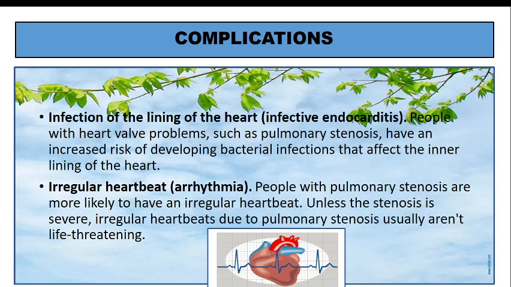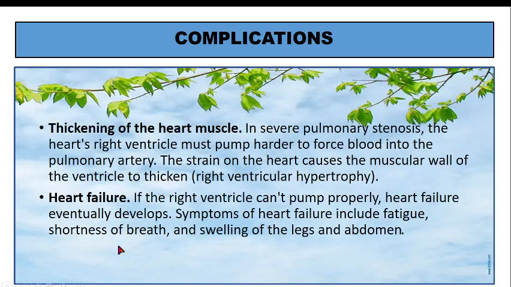Arrhythmia. I think you understand. The time interval between two or more beats might not be same. So that is arrhythmia. This can occur as a complication. Then is thickening of the heart muscle. We have already studied this can cause right ventricular hypertrophy. Why? Because the right ventricle has to work more and more so that the blood from the right ventricle can go into the pulmonary artery. Sometimes heart failure can also take place. So the symptoms of heart failure include fatigue, shortness of breath and swelling of both lungs and abdomen.